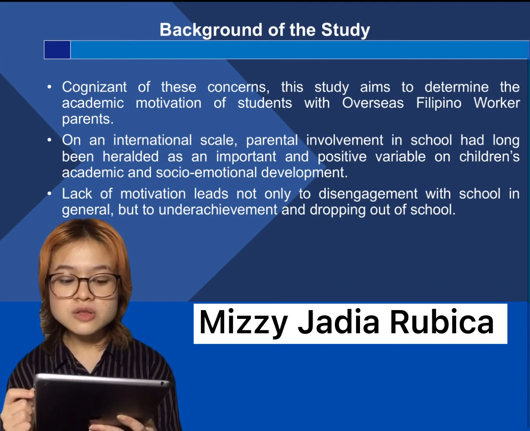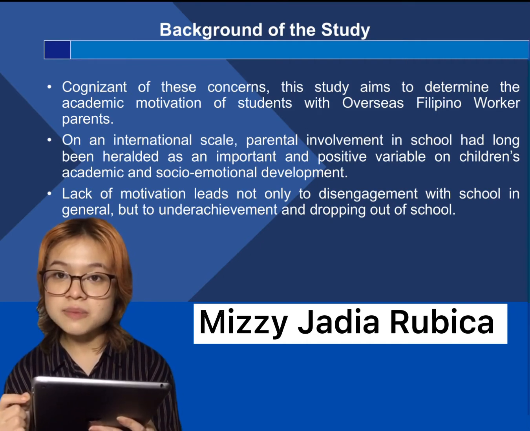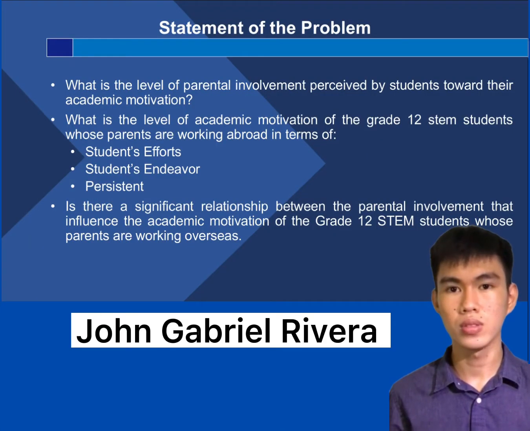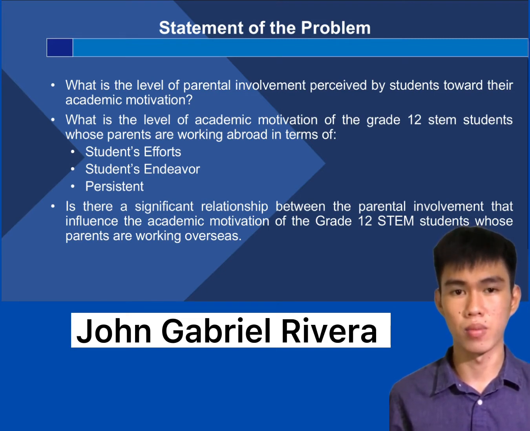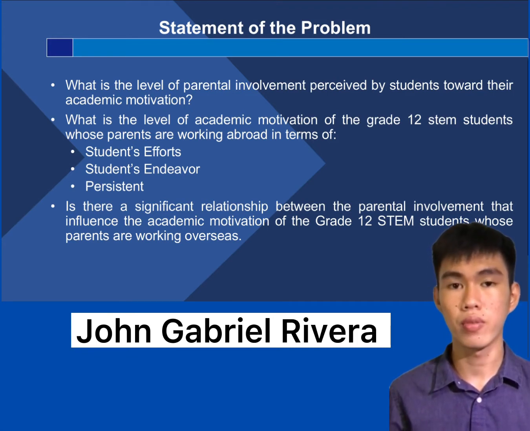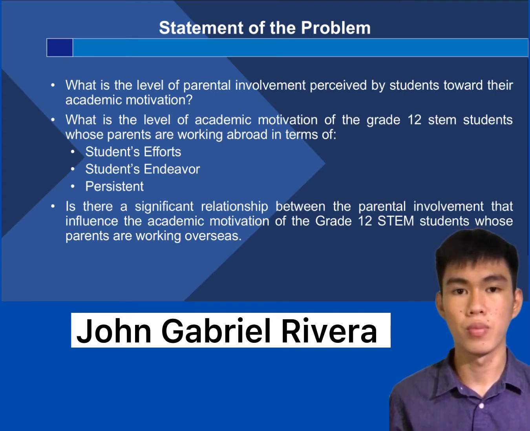We were prompted to conduct this research to determine the effect of parental factors on the academic performance of senior high school students. In our first statement, we want to know the frequency of the parental involvement perceived by students towards their academic motivation. Then, in our second statement, we want to know the frequency of the academic motivation of the grade 12 STEM students. And lastly, we want to determine the significant relationship between the parental involvement that has influenced the academic motivation of the grade 12 STEM students.